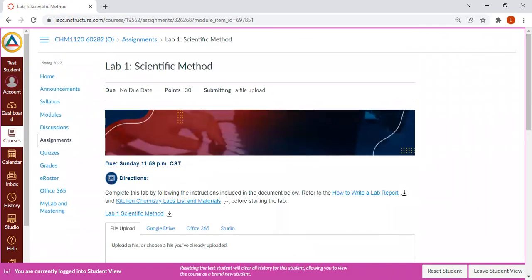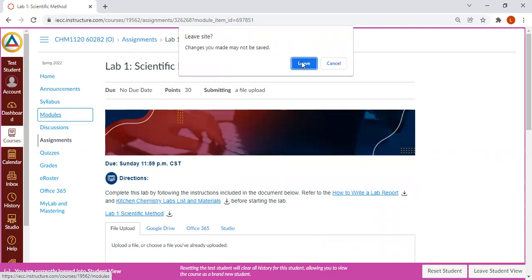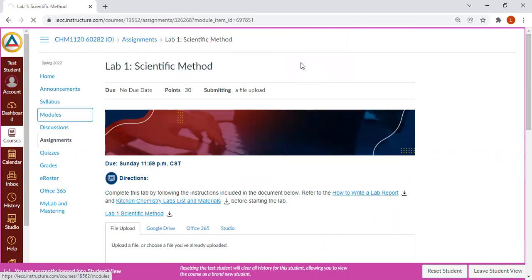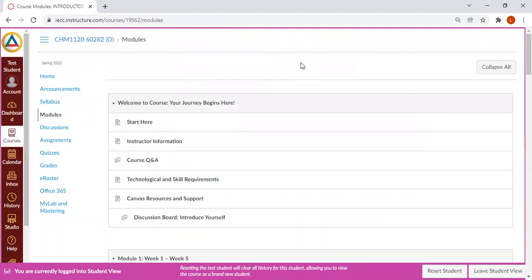You may submit your assignments early. You can submit things as early as you want, but you may not submit an assignment late. So make sure that you are submitting your assignments on time.